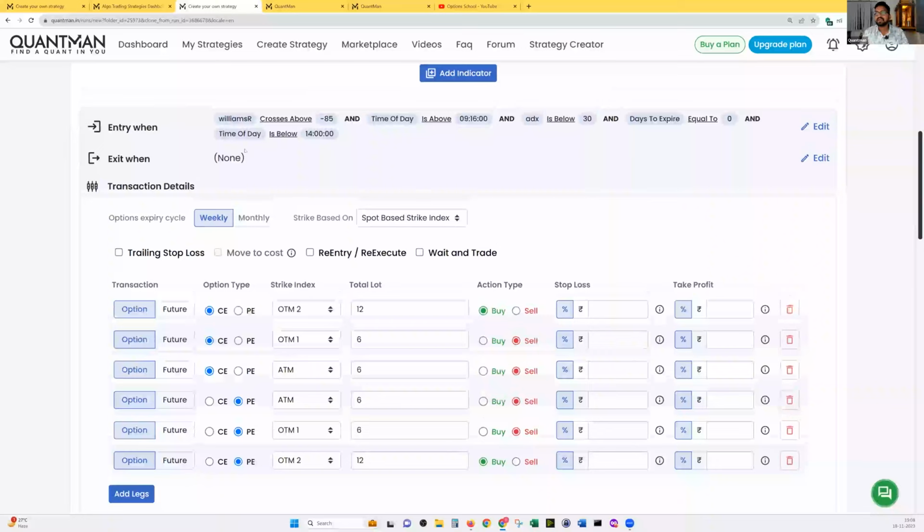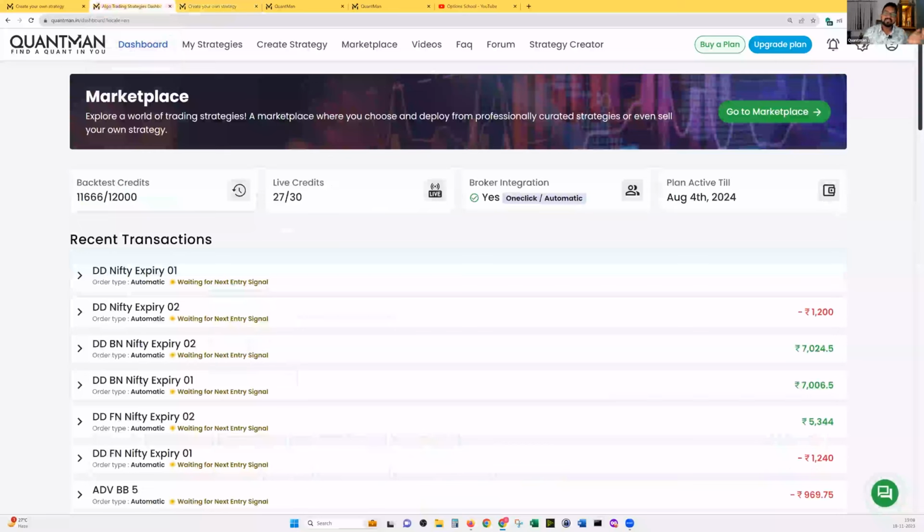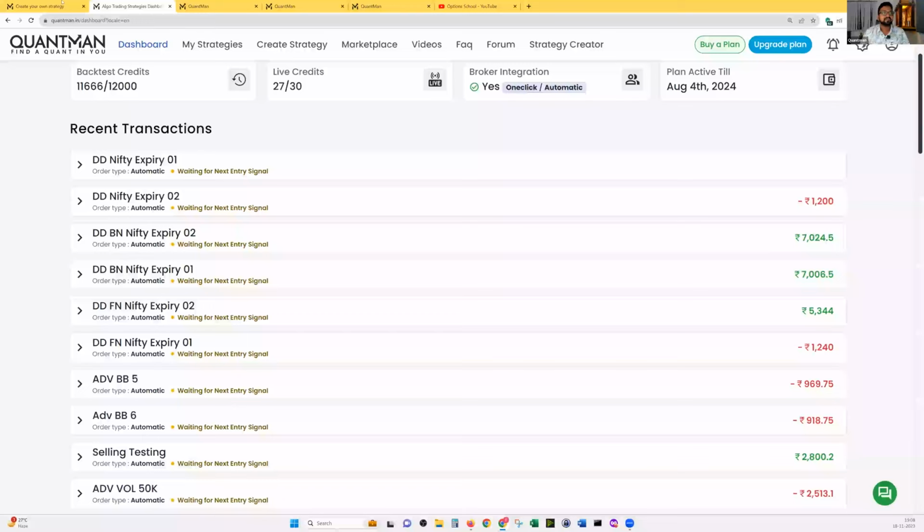I've been forward testing this strategy, not backtesting, from the month of April onwards, because this is totally new. From April only I just started doing this particular strategy. It works very good on the expiry. Now let me come back over here and we just create the strategy.